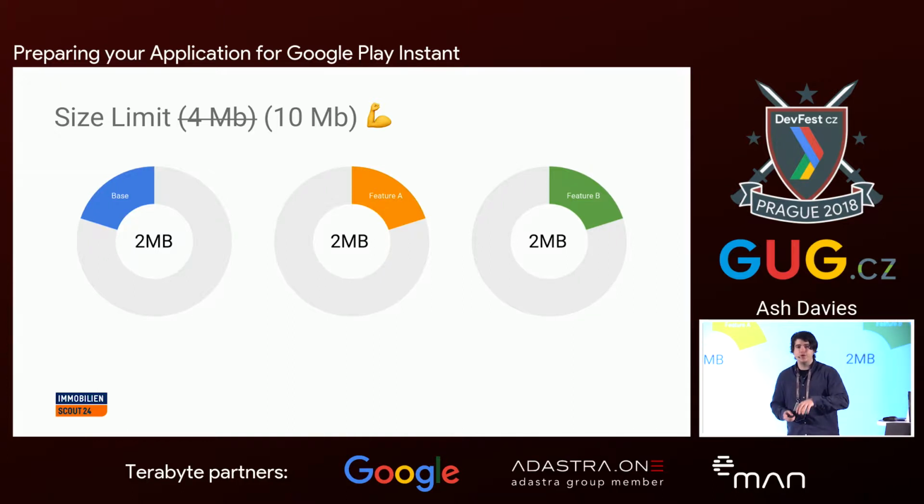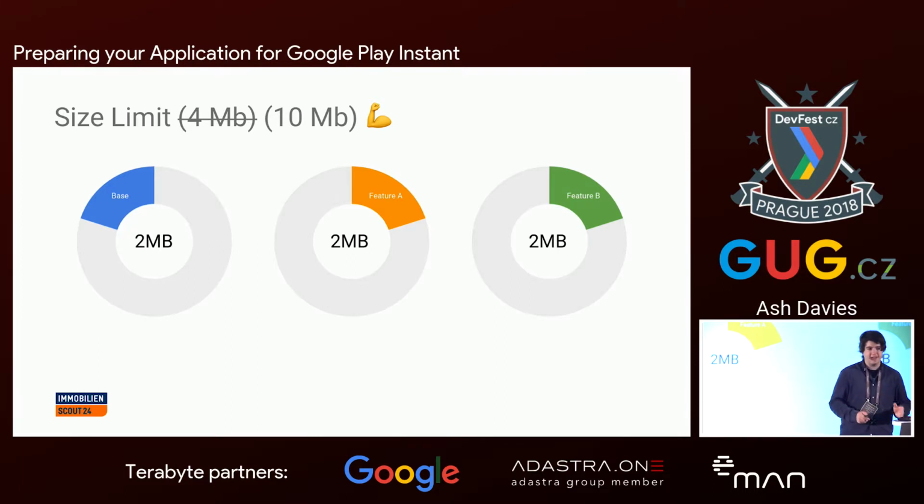So you have to distribute your size limit between these APKs. So you could have, for example, a 2 megabyte feature and then an 8 megabyte base feature, or a 5 megabyte base feature and a 5 megabyte individual feature. However you distribute it is up to you, but it cannot exceed the 10 megabyte limit.